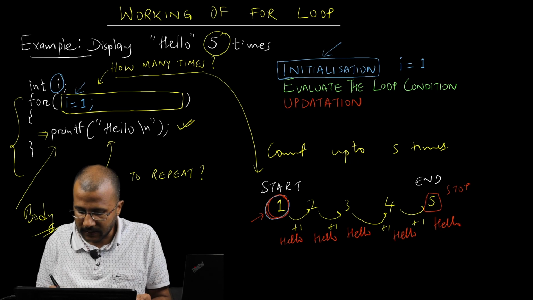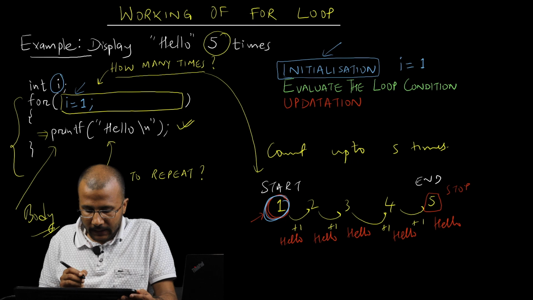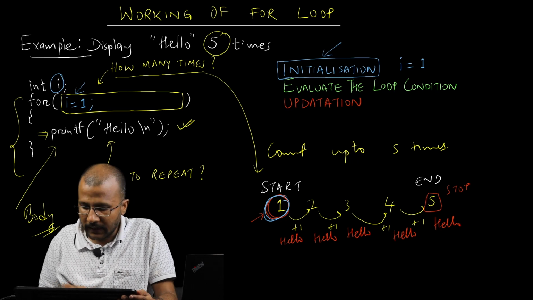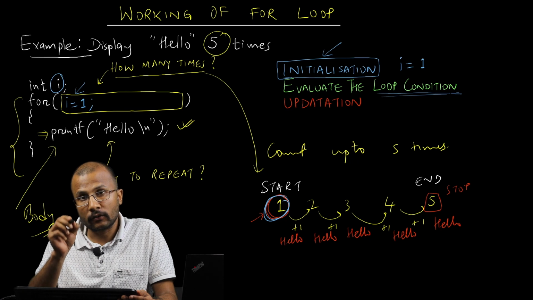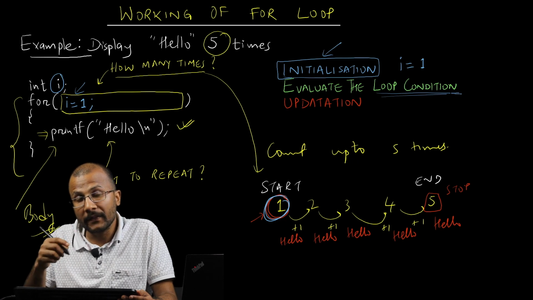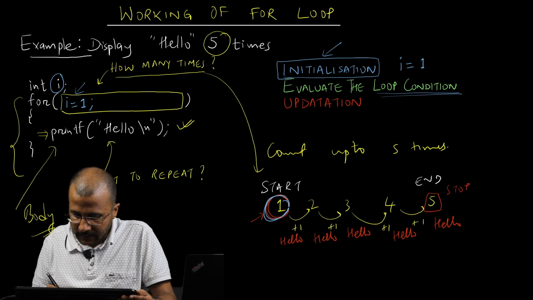In this case the initialization is I equals to 1. Okay, now in the second part here I need to write the loop condition, right? The condition that will help me to stop the looping, right? So here what is the condition? So this is I, right?